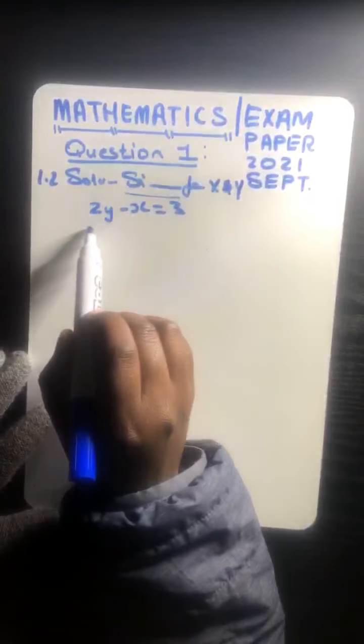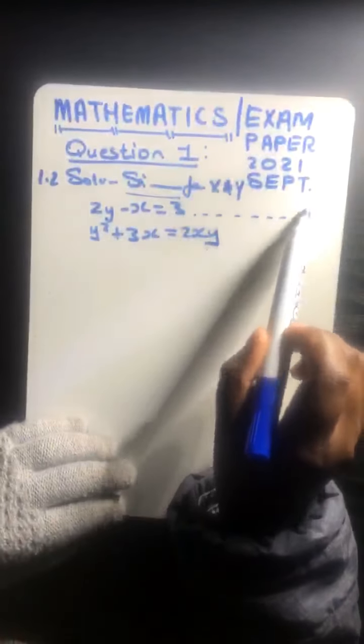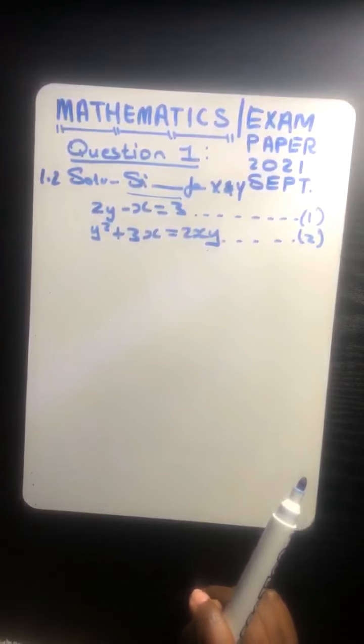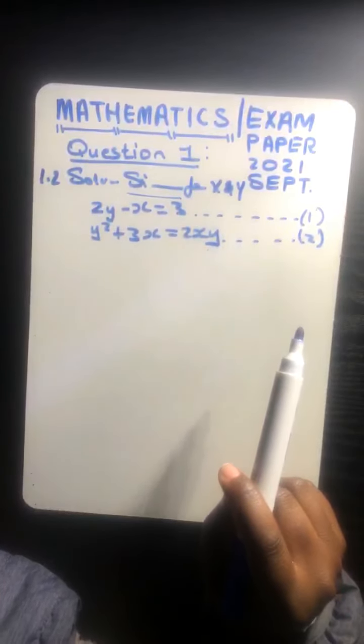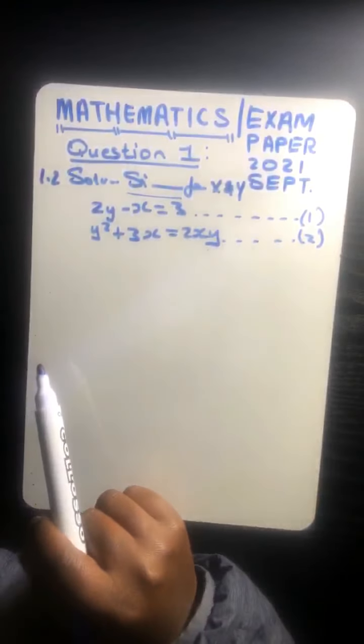Okay, what are we given there? We are given 2y minus x equals 3, and again we are given y squared plus 3x equals 2xy. We normally take that to be equation number 1, and this to be equation number 2. It doesn't matter which one you regard as equation number 1. What matters the most is the next step that comes after deciding which is which. Very, very important, guys. Equation number 1 is a linear equation, which is an equation where the letters are to the power of 1. But the second one is a quadratic equation, because we see there's one letter which is to the power of 2.